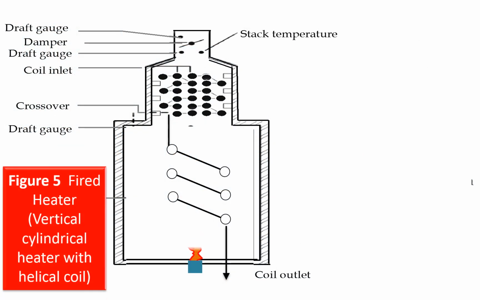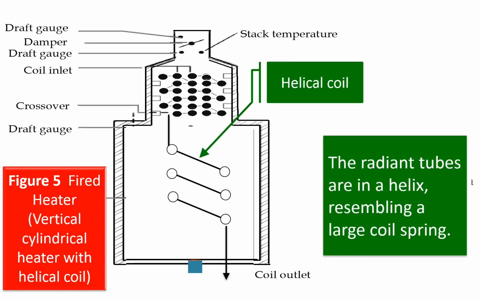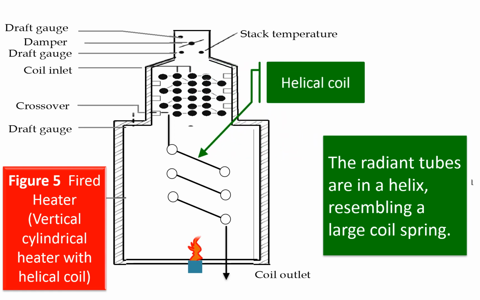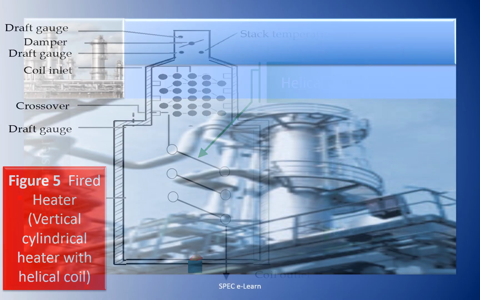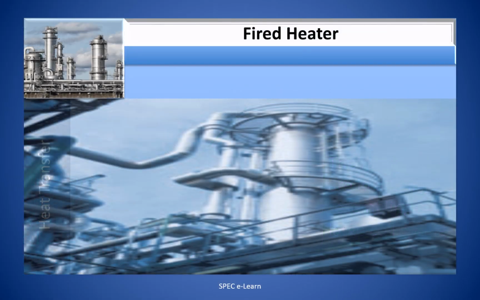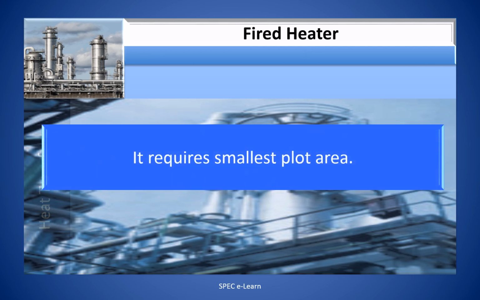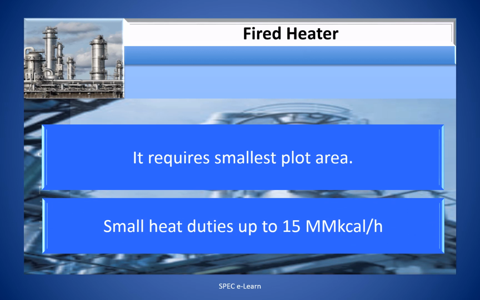The radiant tubes in the firebox can be of helical coils also. This figure illustrates a vertical cylindrical heater with helical coil. This heater requires the smallest plot area. Small heat duties up to 15 million calories per hour can be achieved with this heater, exclusively for startup heating purposes.